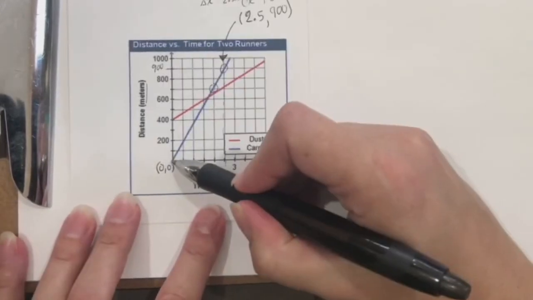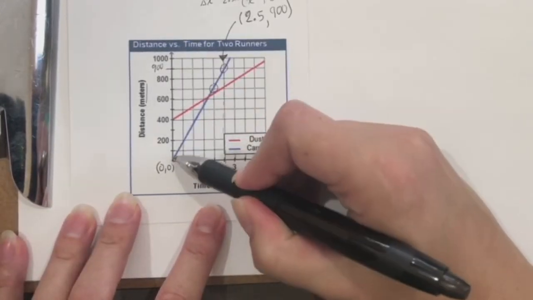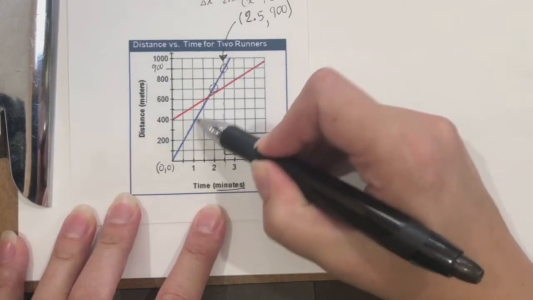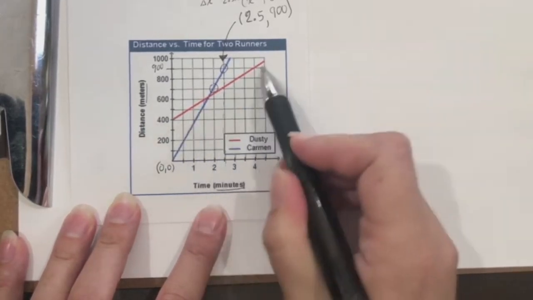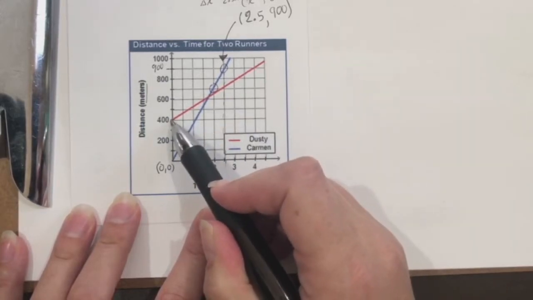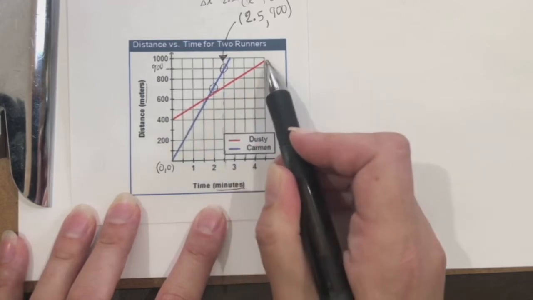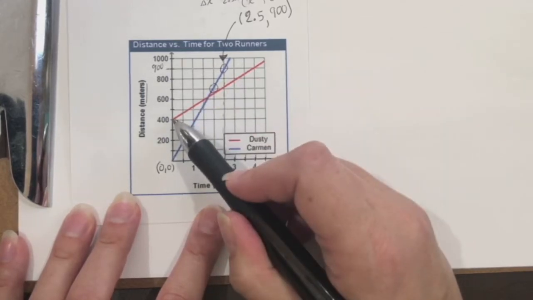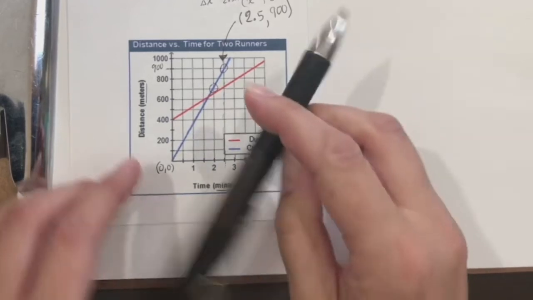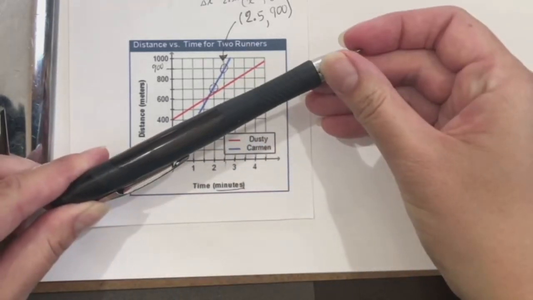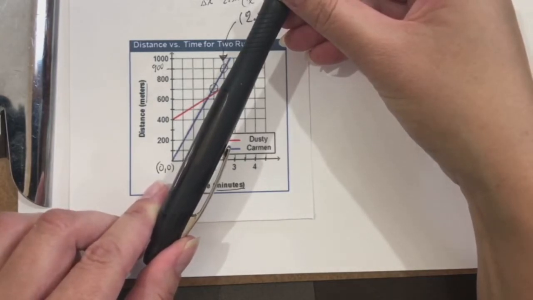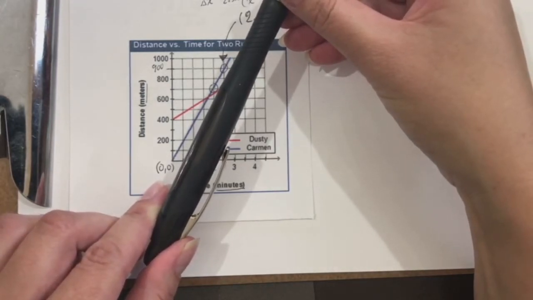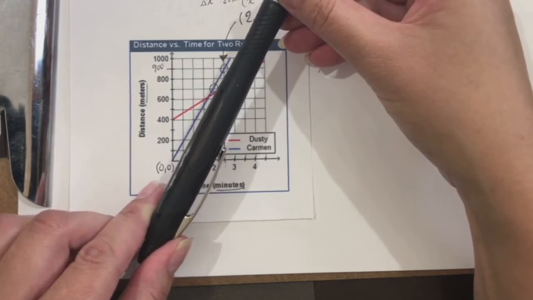And we're seeing that Carmen is this blue line. And so she's running faster than Dusty. And Dusty got a 400 meter head start, and he's running slower. And we can tell that he's running slower because the line isn't as steep. This is going up faster over time, which means she's running faster over time.